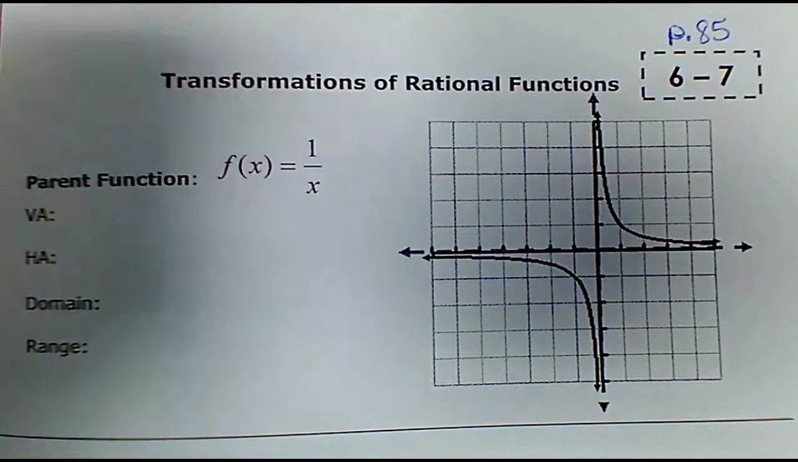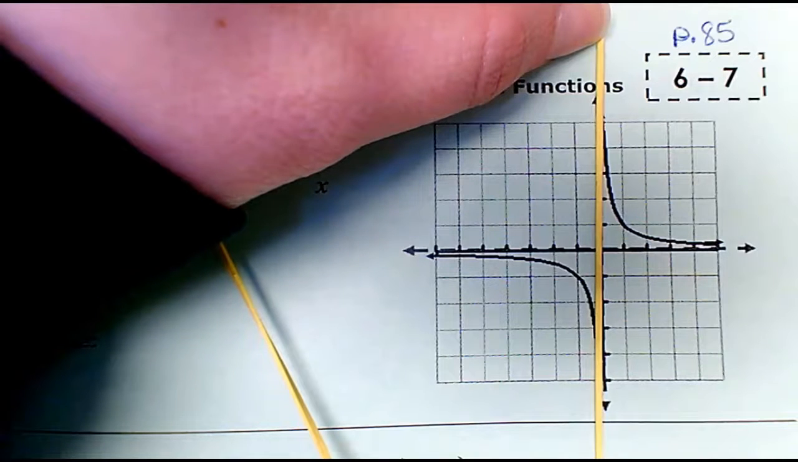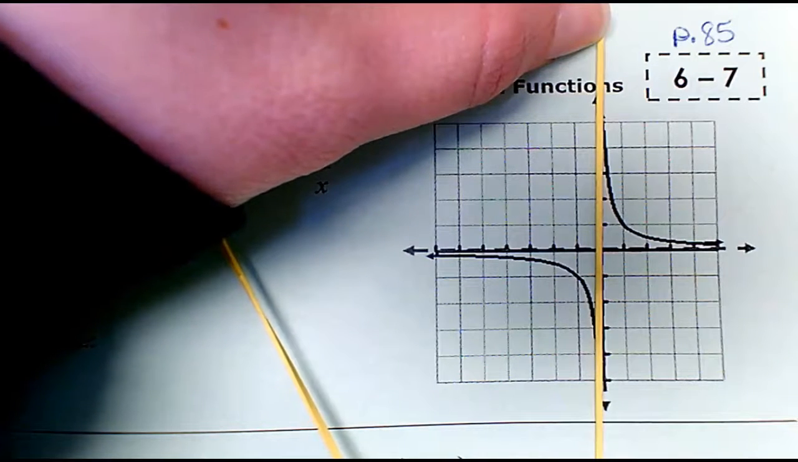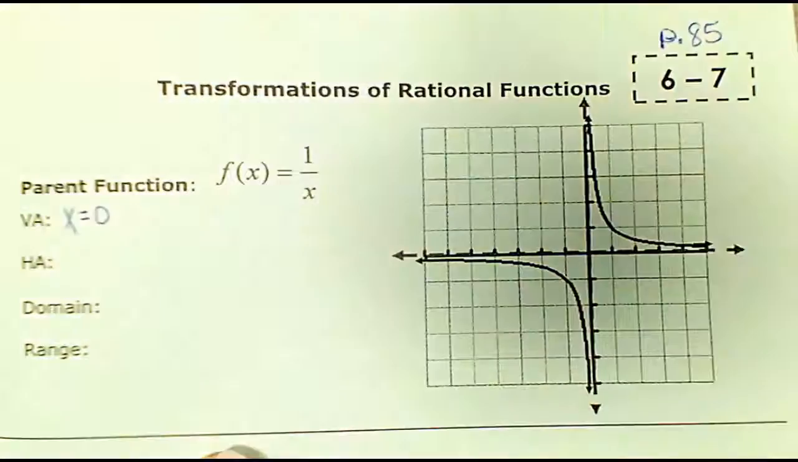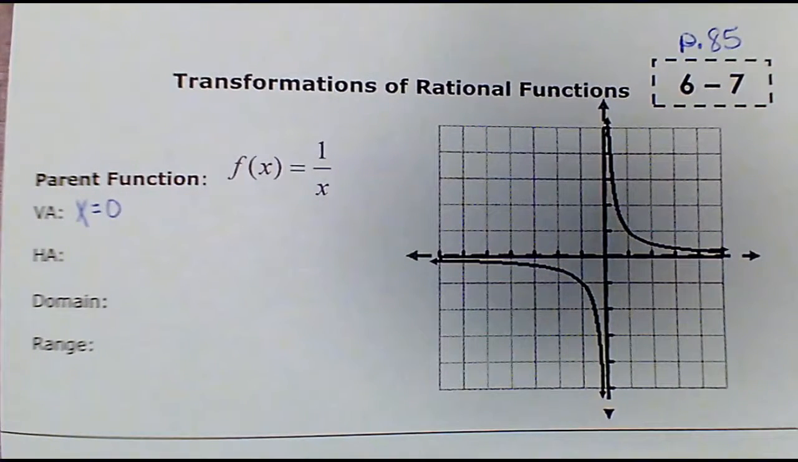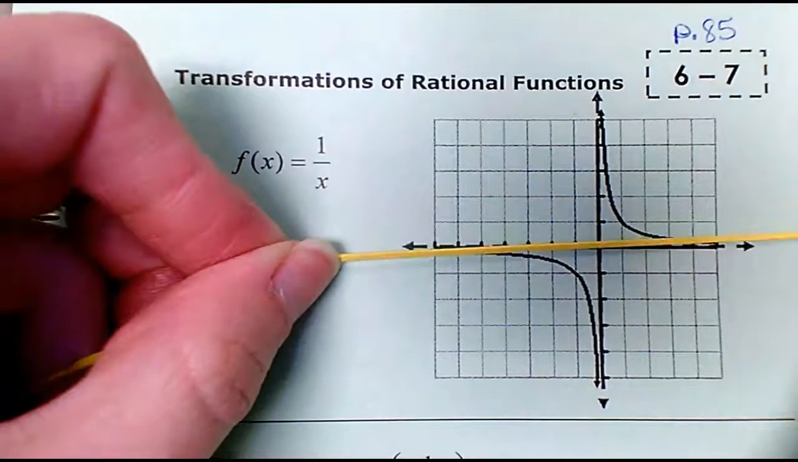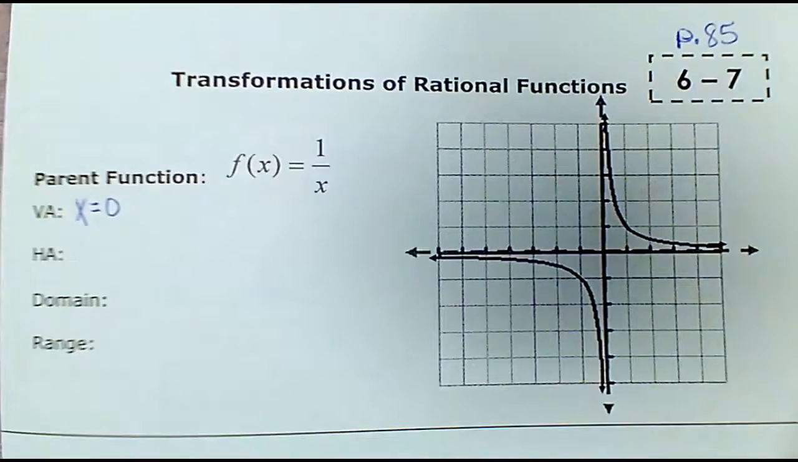So the vertical asymptote is right here, correct? What's the equation for the vertical asymptote? What equals 0? X equals 0. Good. So I'm going to go ahead and write that here. And then for the horizontal asymptote, y equals 0. Very nice. So it goes through the y value of 0.